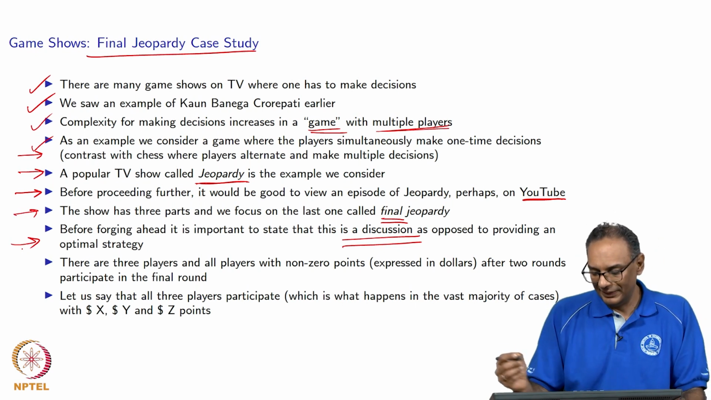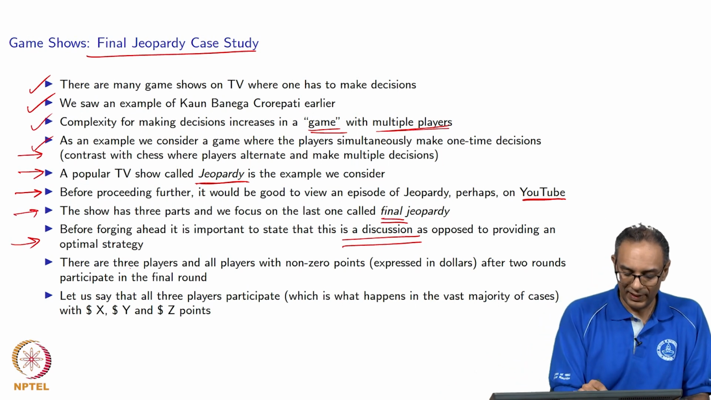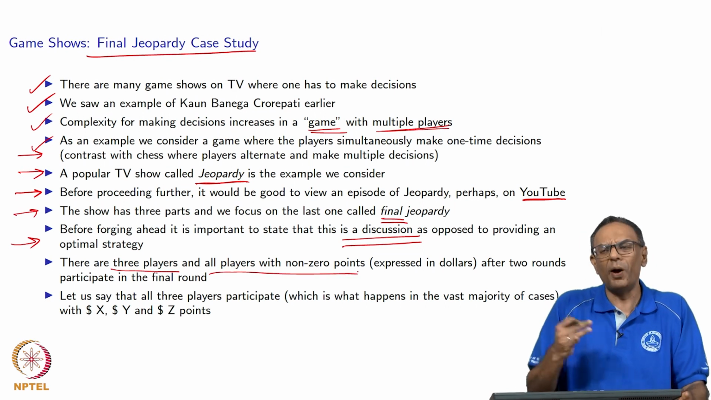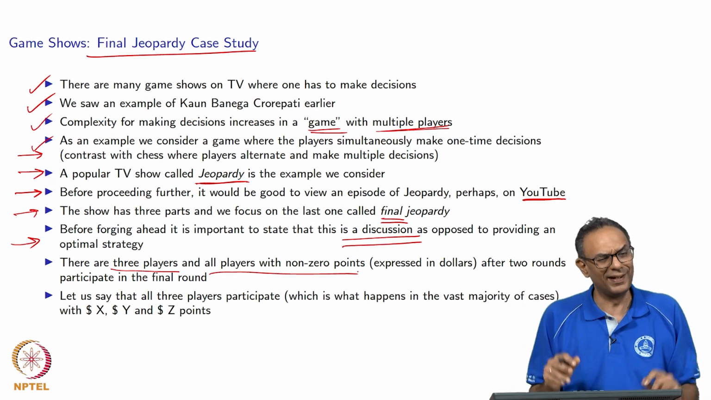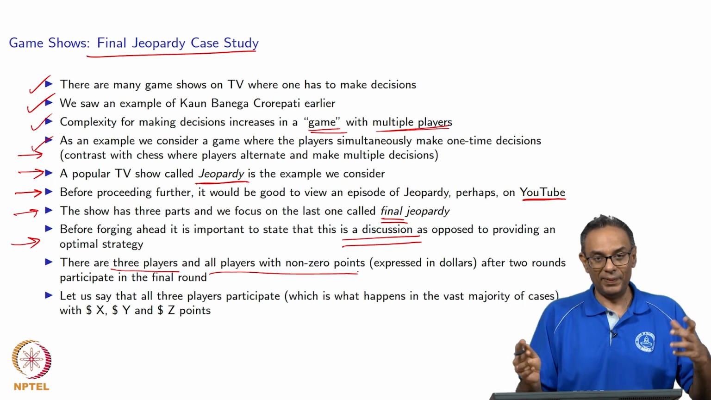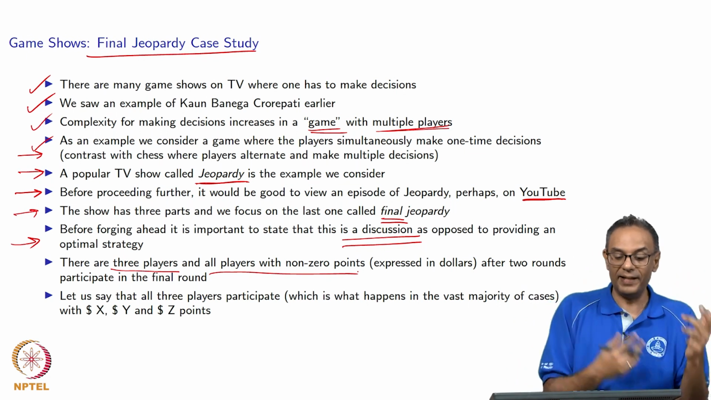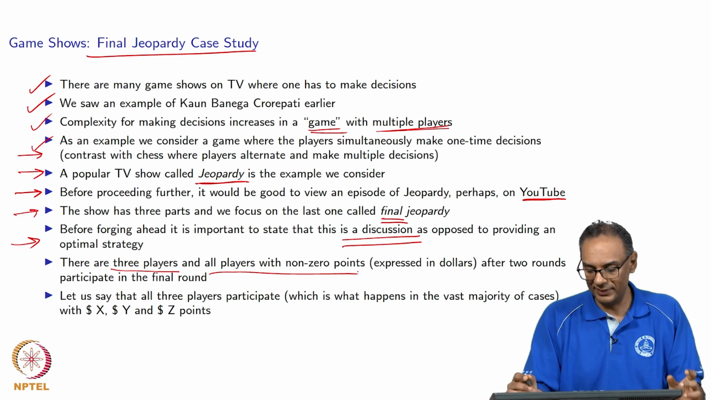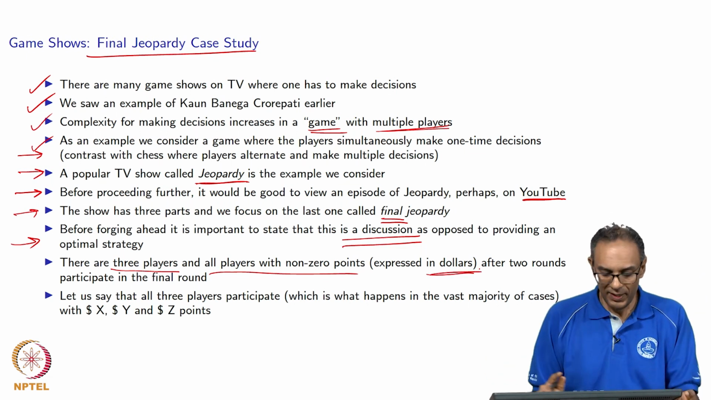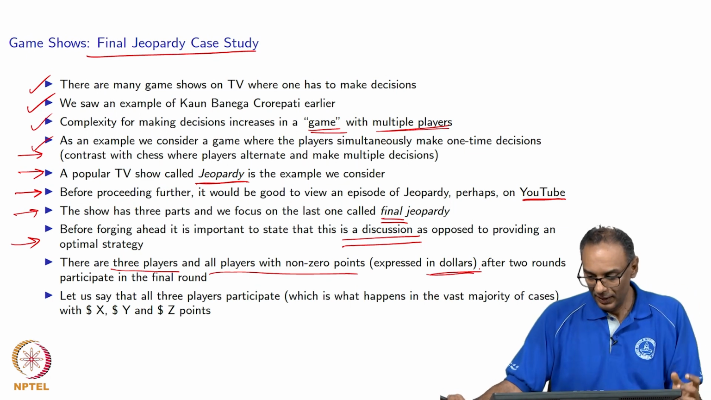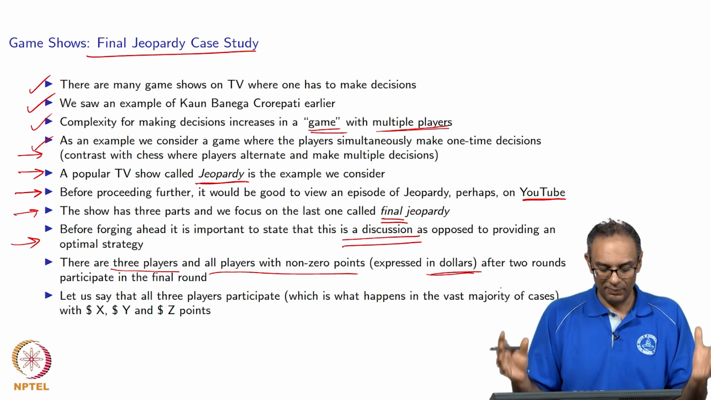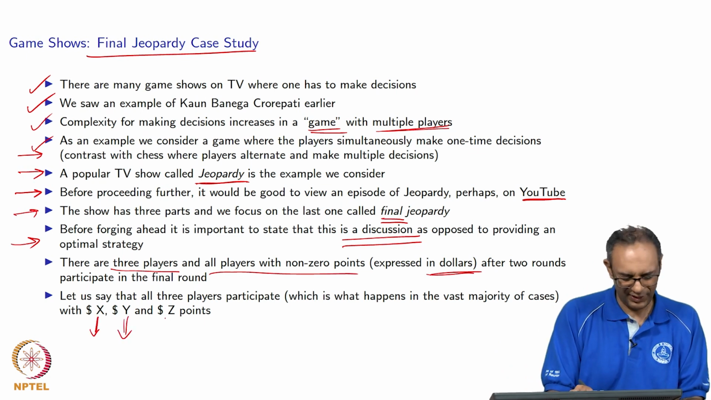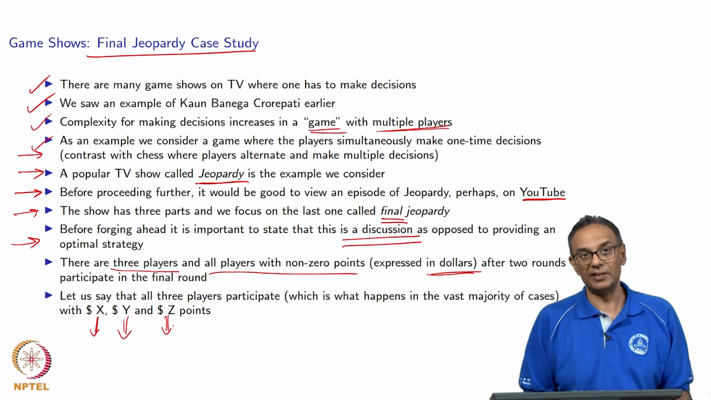Now it turns out, and I will give you a picture when I get a chance, that there are three players in the game, and everybody has non-zero points, and these points are expressed in dollars. Actually the word dollar there doesn't make any sense, mainly because the players don't really get that dollar amount. Unlike Kaun Banega Crorepati or Who Wants to Be a Millionaire, where that is the actual amount that they go home with, here the amount is just notional. So we can just think of them as points. Now after two rounds they have a certain number of points. Let's say the first person has X points, the second person has Y points, and the third person has Z points.